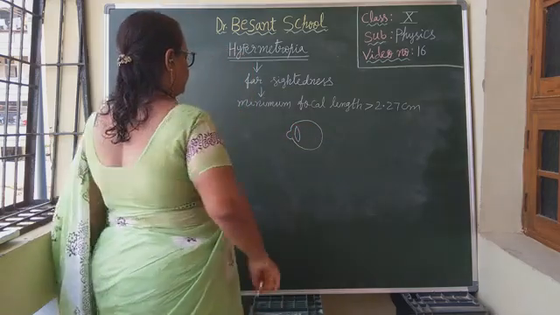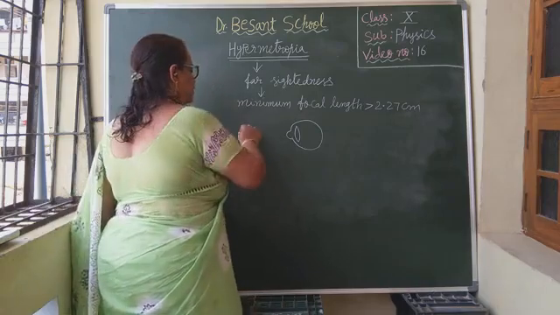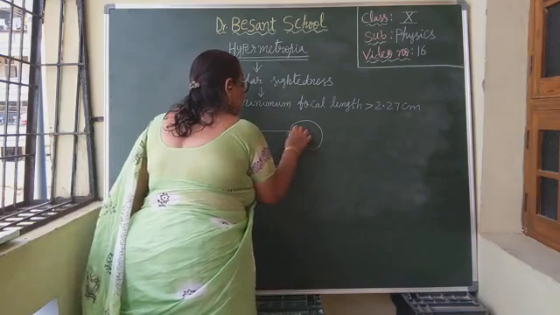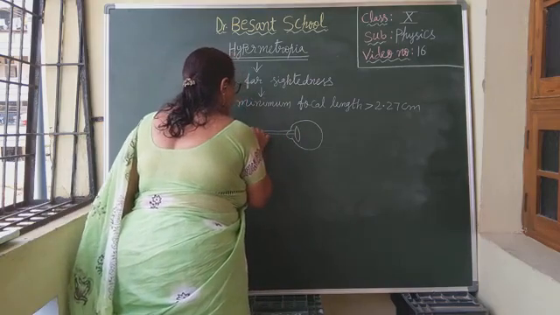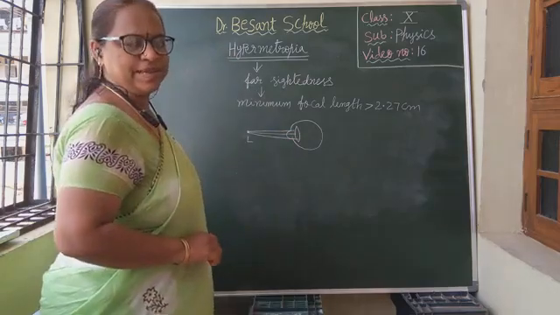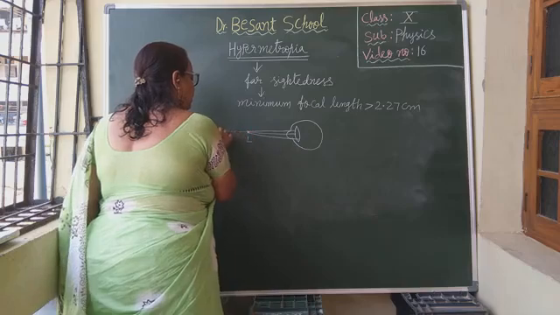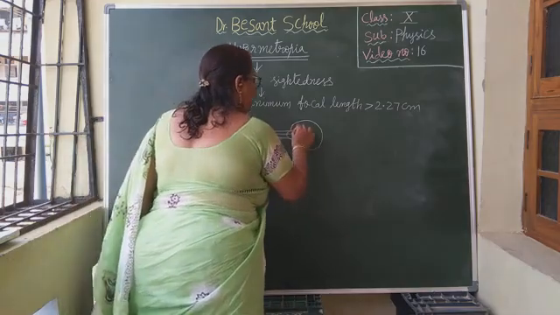Now, here is L, the least distance of distant vision, and the rays are passing from this object. The object is placed at L, that is the least distance of distant vision. Okay, now what will happen?